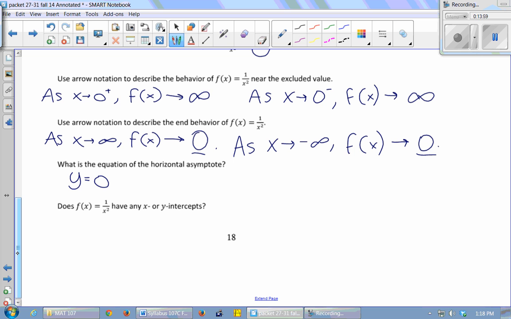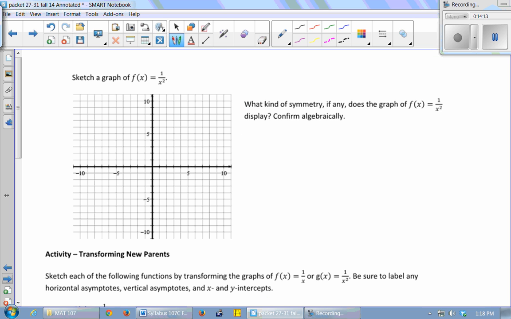Does it have any x or y intercepts? No. You can't plug a 0 in for x, and if you set this thing equal to 0, it has no solutions. So it has neither, none. Okay, so if I wanted to sketch this, I would know that as I approach 0 from the left and from the right, it shoots up, goes to infinity. And then as x goes to infinity and as x goes to negative infinity, the function approaches 0, the horizontal asymptote of 0. So it looks something like that.